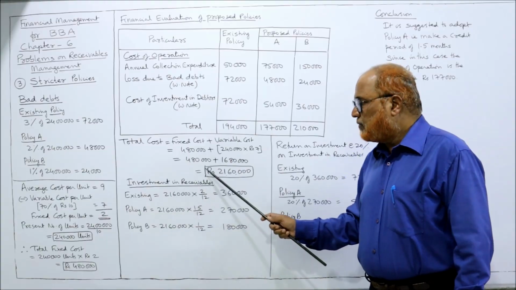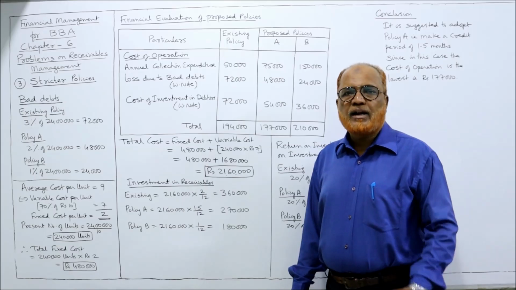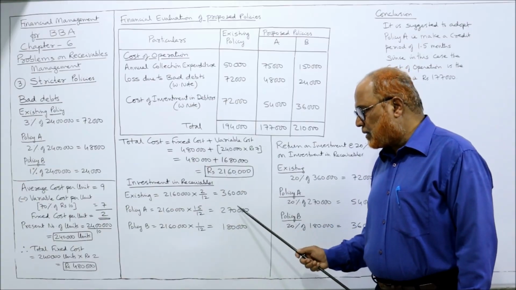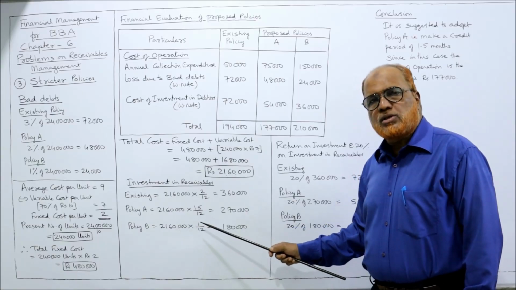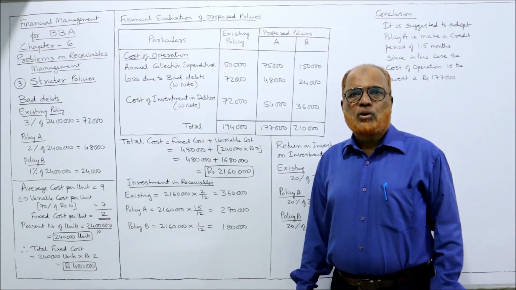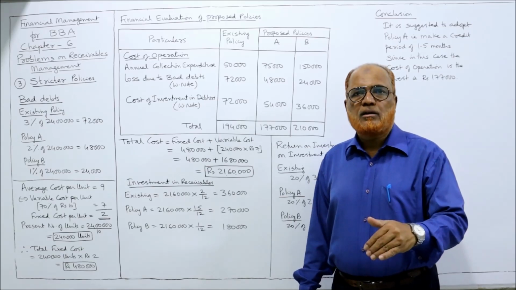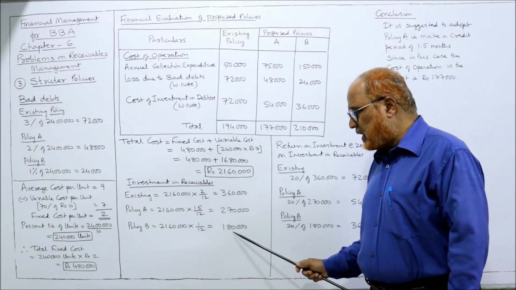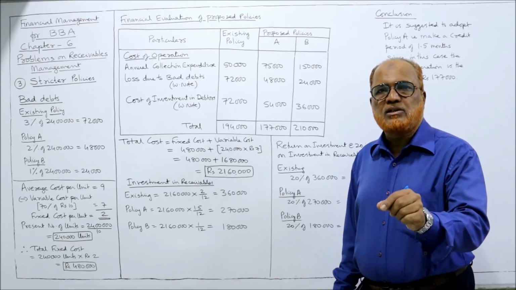Policy A, 21,60,000 into 1.5 by 12. 1.5 month is the credit period allowed in policy A. So 1.5 by 12, it comes to 2,70,000. And B policy, 21,60,000 into 1 by 12. Because credit period allowed is only 1 month. So for 1 month, the money is blocked. So we want the return on 1 month investment. So 21,60,000 into 1 by 12, 1,80,000. These are the investment in receivables.